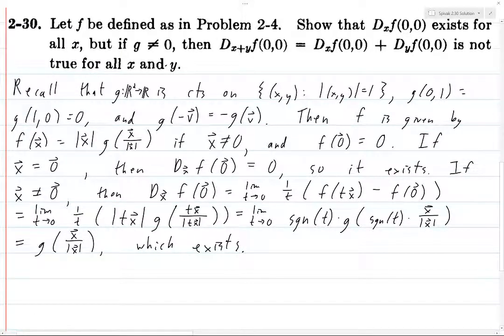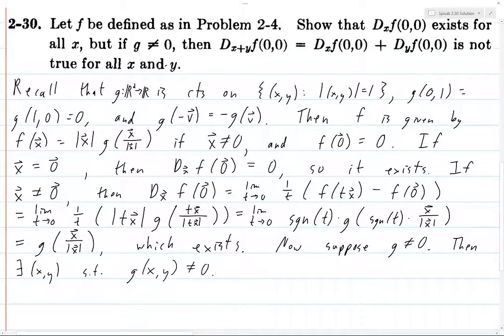Okay, so now let's do the next part. Now suppose g is not equal to 0, then there exists some point (x, y) such that g(x, y) is not equal to 0, clearly. Wait, nope. No, I was right. g(x, y) is not equal to 0.